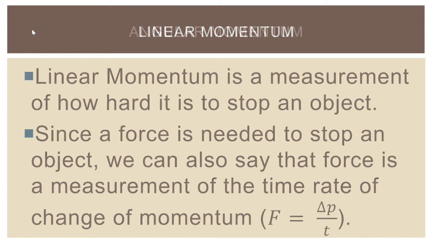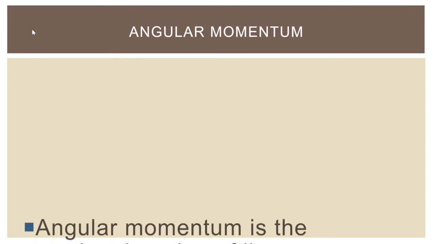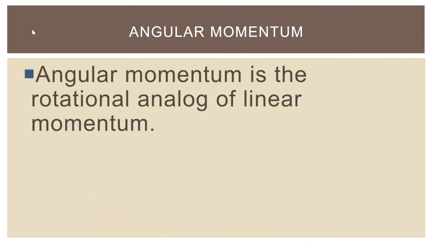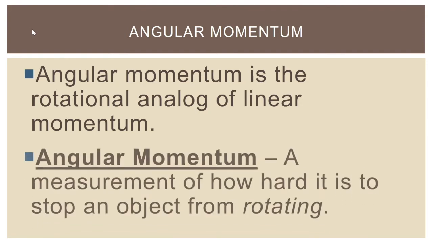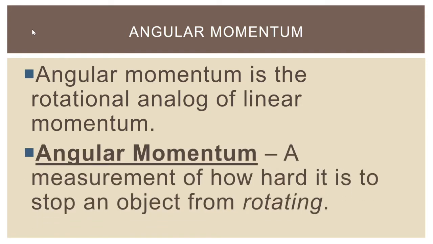Okay, so then what does that mean for angular momentum? It's obviously the big question here. Well, angular momentum is the rotational analog of linear momentum. And that really is true in the truest sense of what we mean by that. It literally just means what linear momentum means, but for rotation. So angular momentum, as best as we can define it, is a measurement of how hard it is to stop an object from rotating. That's it.